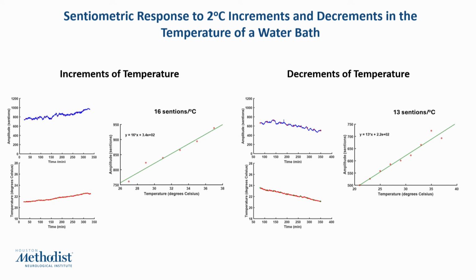We increased the temperature slowly by heating the water bath to different temperatures, and then cooled it by dropping cubes of ice in the bath, and looked at how the response tracks with the change in temperature. By the way, I've given an artificial name to the scale, and I call them centions. It's a cention scale. If you come up with a better name, just let me know. There are 16 centions per degree Celsius change when we increase the temperature, and 13 centions per degree when we decrease the temperature.